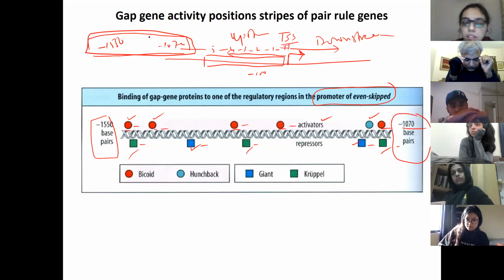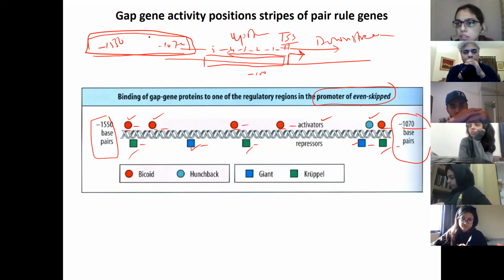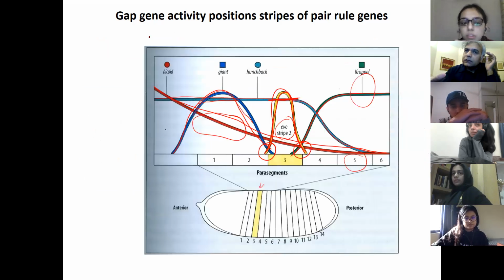Sir, can I ask one thing? So basically, what you just discussed means that upstream there are multiple sites where these regulators can bind, but not all of these regulators bind at the same time to each of these sites. Is that what you mean? Because there are more sites available, and when there's a gradient and a higher concentration of a certain transcription factor, it's going to bind to the maximum sites. This is what I'm getting. Can you please explain this a little bit?